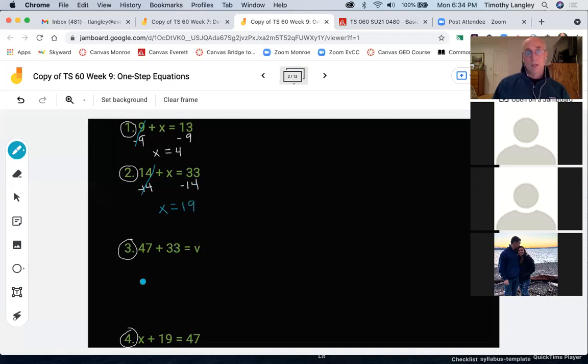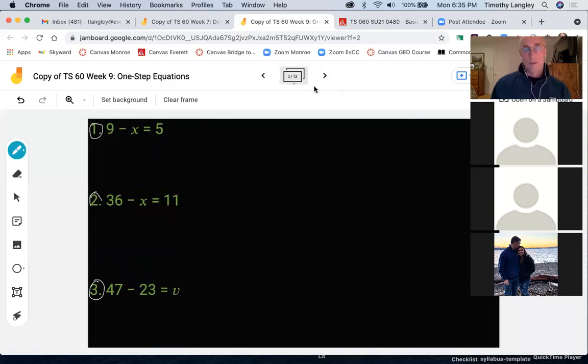Okay. Now, so you don't get confused, I have 47 plus 33 equals v. I would just add them together. I would just add these two together and get 80. 80 equals v is what you're doing, okay? X plus 19, subtract 19 from both sides. Hopefully you're getting the idea there, okay? Because we got to move on to some concepts. All right.